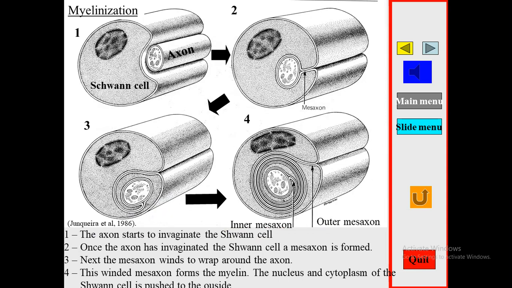تكلمنا كيف الميلين بيصير. حكينا الأكسون invagination within the Schwann cell. Schwann cell starts to wrap the axon. Initially a mesaxon is formed, and then it continues to wrap around the axon until the axon is completely myelinated. So this is the axon and this is the membrane of the Schwann cell, while this is the nucleus of the Schwann cell. And this forms an inner mesaxon, which is the initial fold of the membranes of the Schwann cell, and an outer mesaxon, which also represents the fold of the membrane of the Schwann cells.